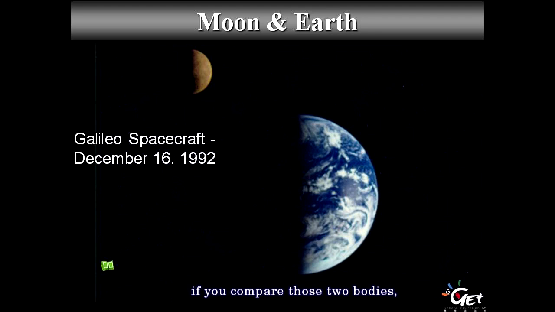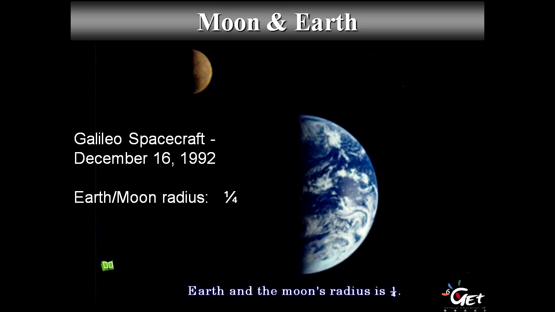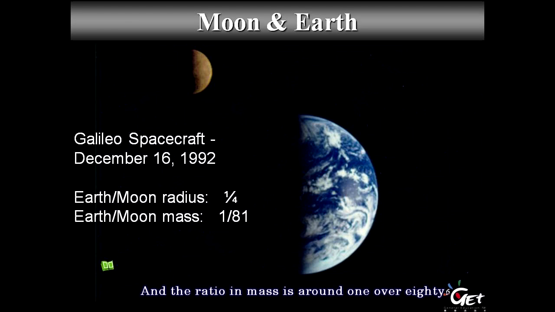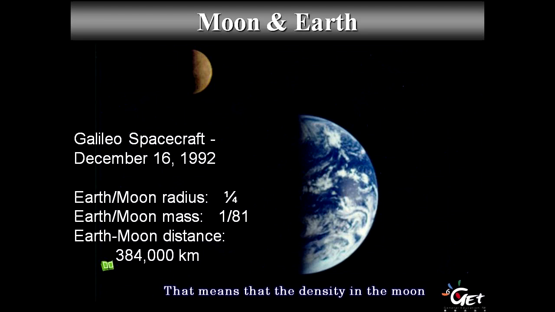If you compare those two bodies, the ratio between Earth and moon radius is 1/4. That means Earth's diameter is 4 times bigger than the moon's diameter. And the ratio in mass is around 1/80, so the Earth is 80 times more massive than the moon. With very simple mathematics, you will see that the increase of radius can't completely explain the difference of mass. It means that the density of the moon is actually lower than the density of Earth. I'll come back to that.